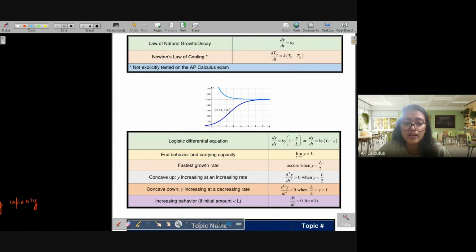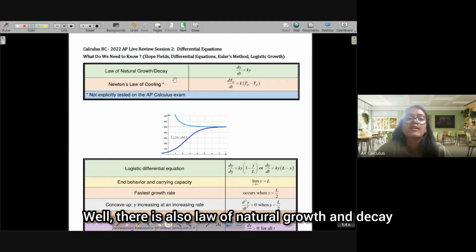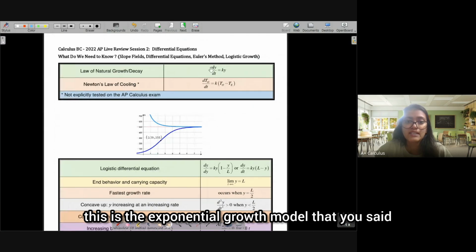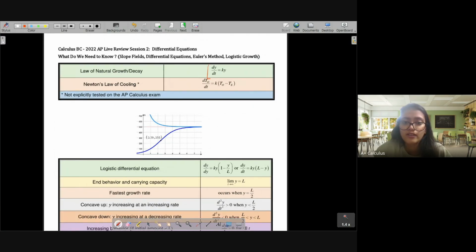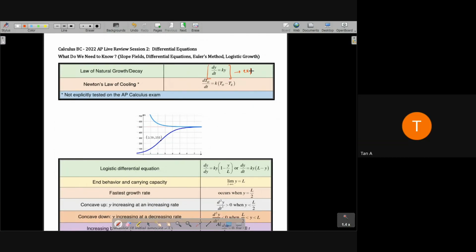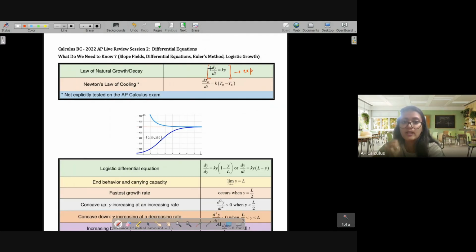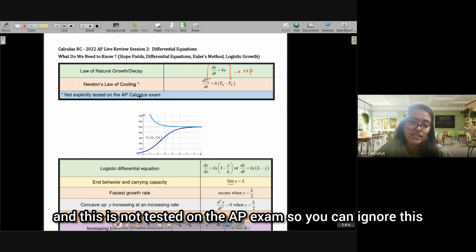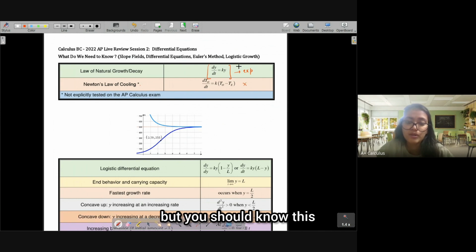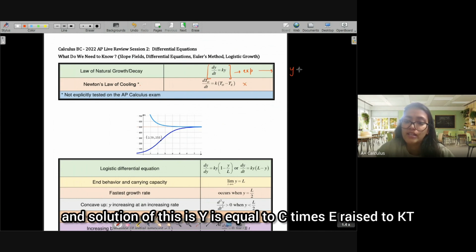So here are a couple of concepts that you need to know. There is also the law of natural growth and decay. This is the exponential growth model. The rate of change of y is proportional to y. This is exponential growth. This is not tested on the AP exam, so you can ignore this, but you should know this. And the solution of this is y equals c times e raised to kt.